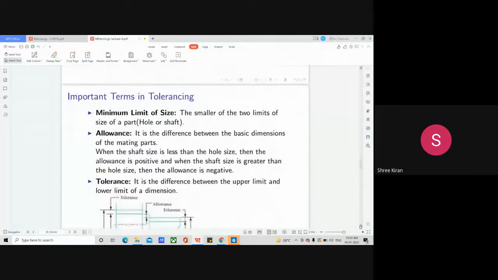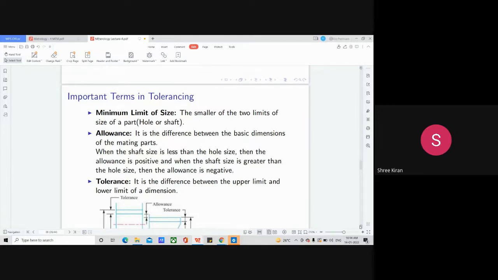Allowance is the difference between the basic dimensions of the mating parts. When the shaft size is less than the hole size, the allowance is positive, and when the shaft size is greater than the hole size, the allowance is negative. Remember that. If the shaft is smaller than the hole, it is called positive allowance, and if the shaft is greater, it is called negative allowance.